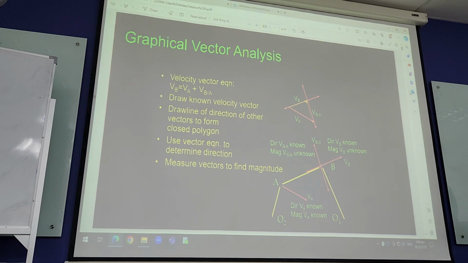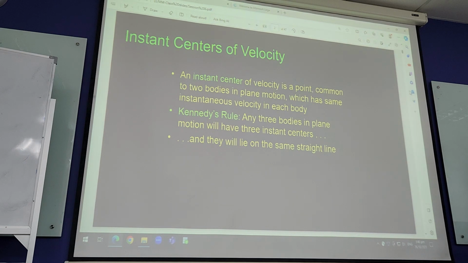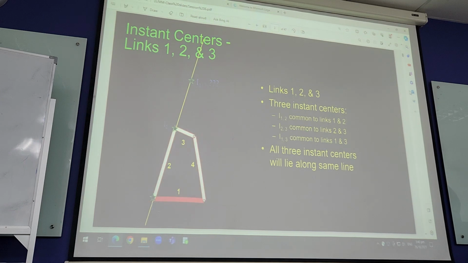So velocity polygon, this is the basis. Then the IC method. In the IC method, you apply Kennedy's rule. We know that any 3 links in plane motion will have 3 ICs, and all these 3 ICs are on a straight line. For example, link 1, link 2, link 3 will have 3 ICs like this. We know all pin joints on the mechanism will be ICs, right? So we know 1,2 here and 2,3. So 1,3 will be on this line.